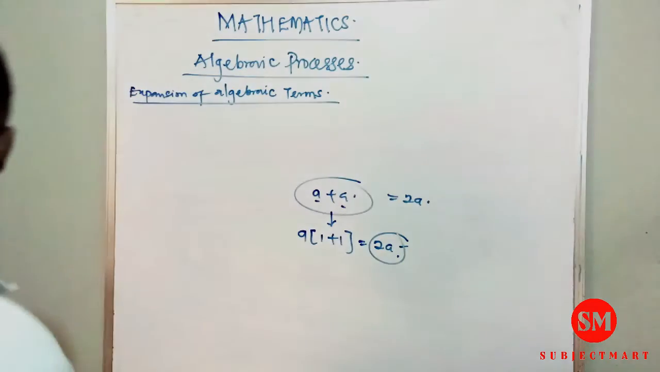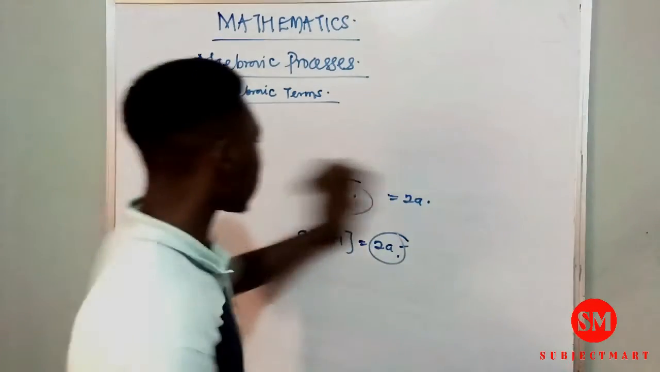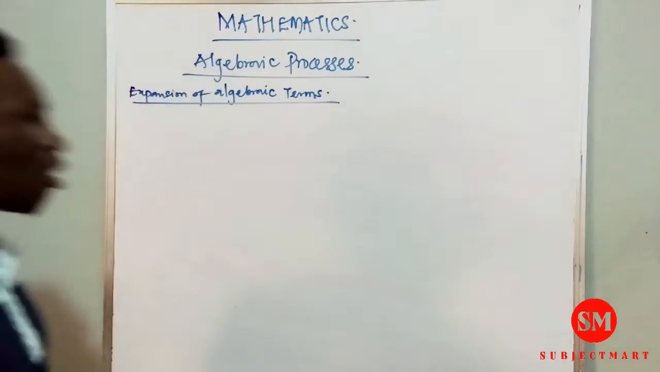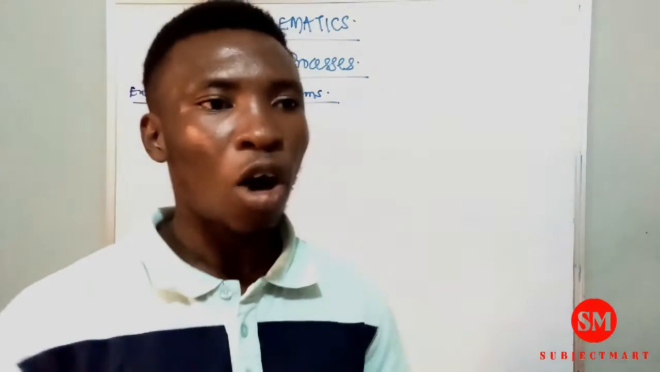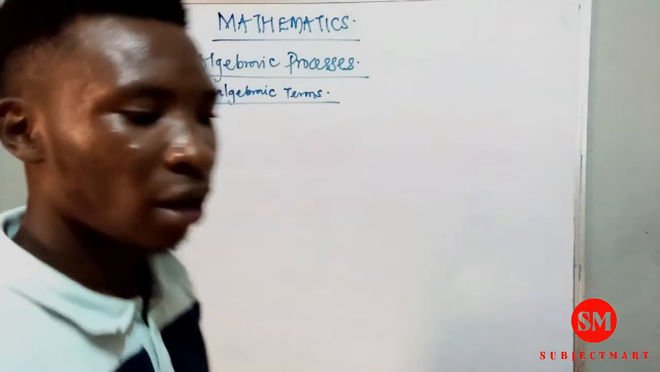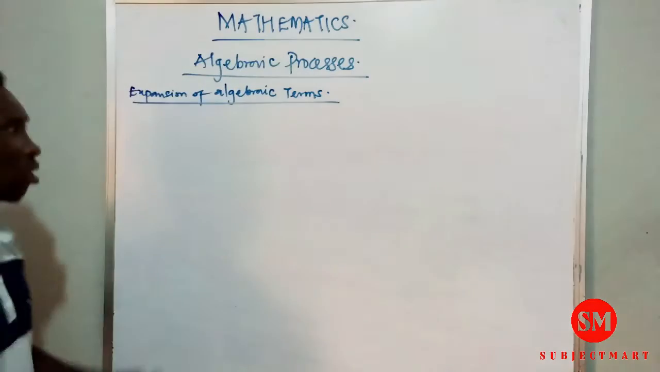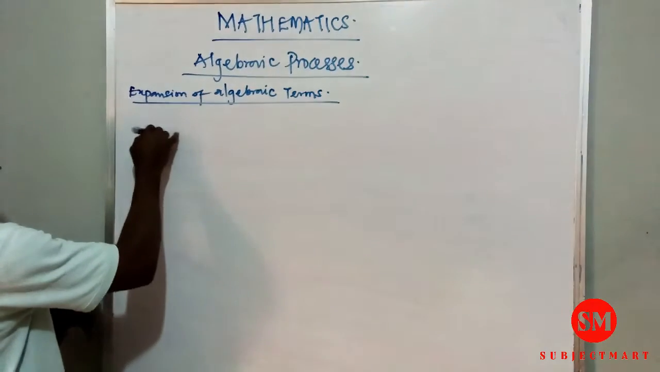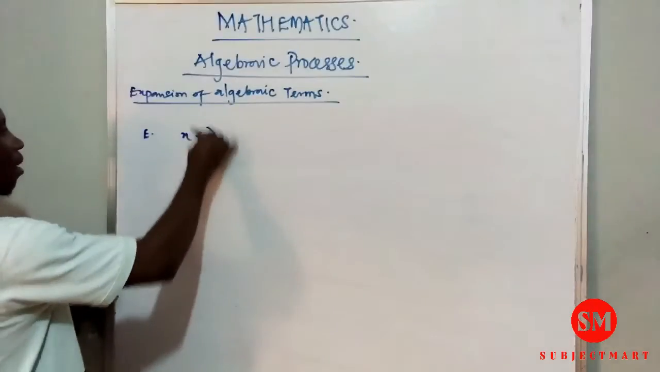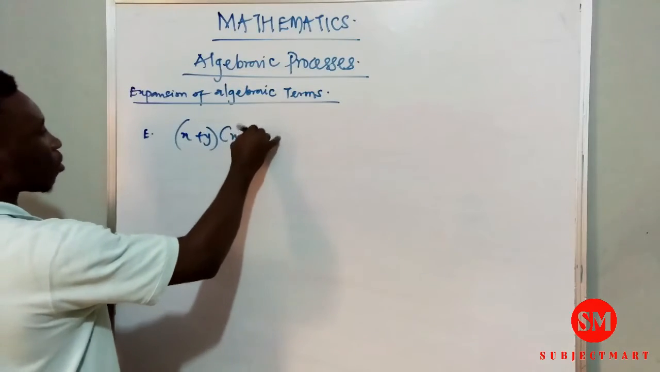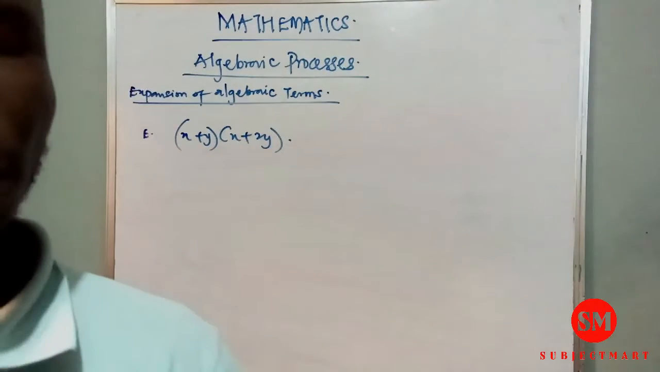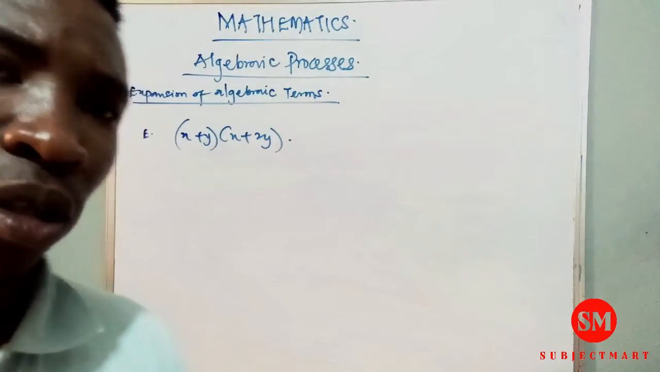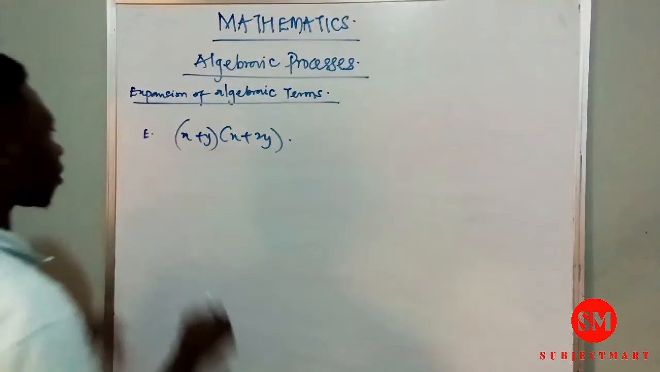But so let's talk about the expansion of algebraic terms. Talking about expansion, what is expansion? Expansion simply means opening of brackets. When I say opening of brackets, what comes to your mind? Expansion. So having this example, say x plus y multiplied by x plus 2y. If you have an expression in this form, it is known as algebra.